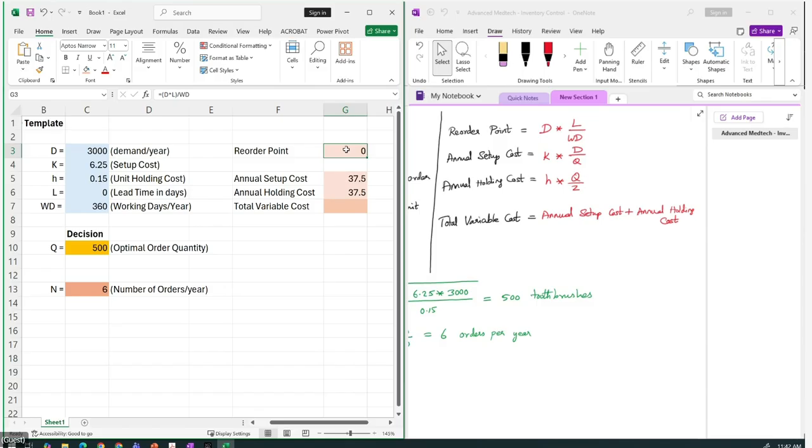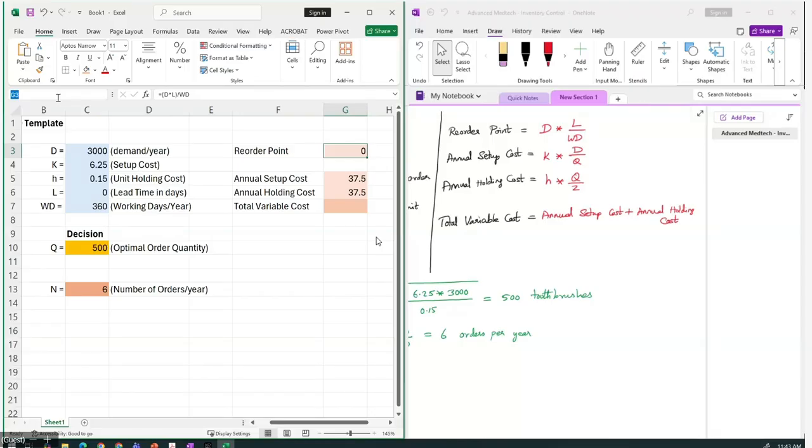Just have a look at my screen, please. Let's say this particular cell, I want to name it as reorder point. How can I name it? Tell me. Option 1: select the cell, go to the name box, type reorder point, press enter.